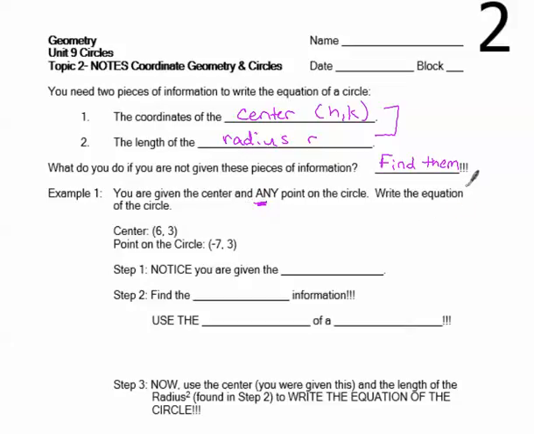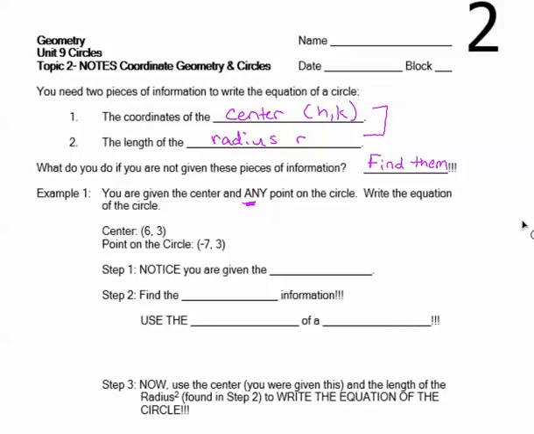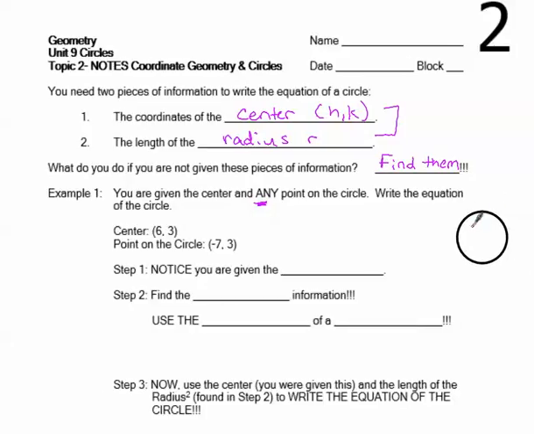Okay, so you are given the center and any point on the circle. Write the equation of the circle. This is what you've been given, just so we understand what's happening here. We've been given the center and any point on the circle. So here's our center, (h, k), and here is our point on the circle. Notice you are given the center, great. Go ahead and take note of what you've been given. We've been given the first thing we need.